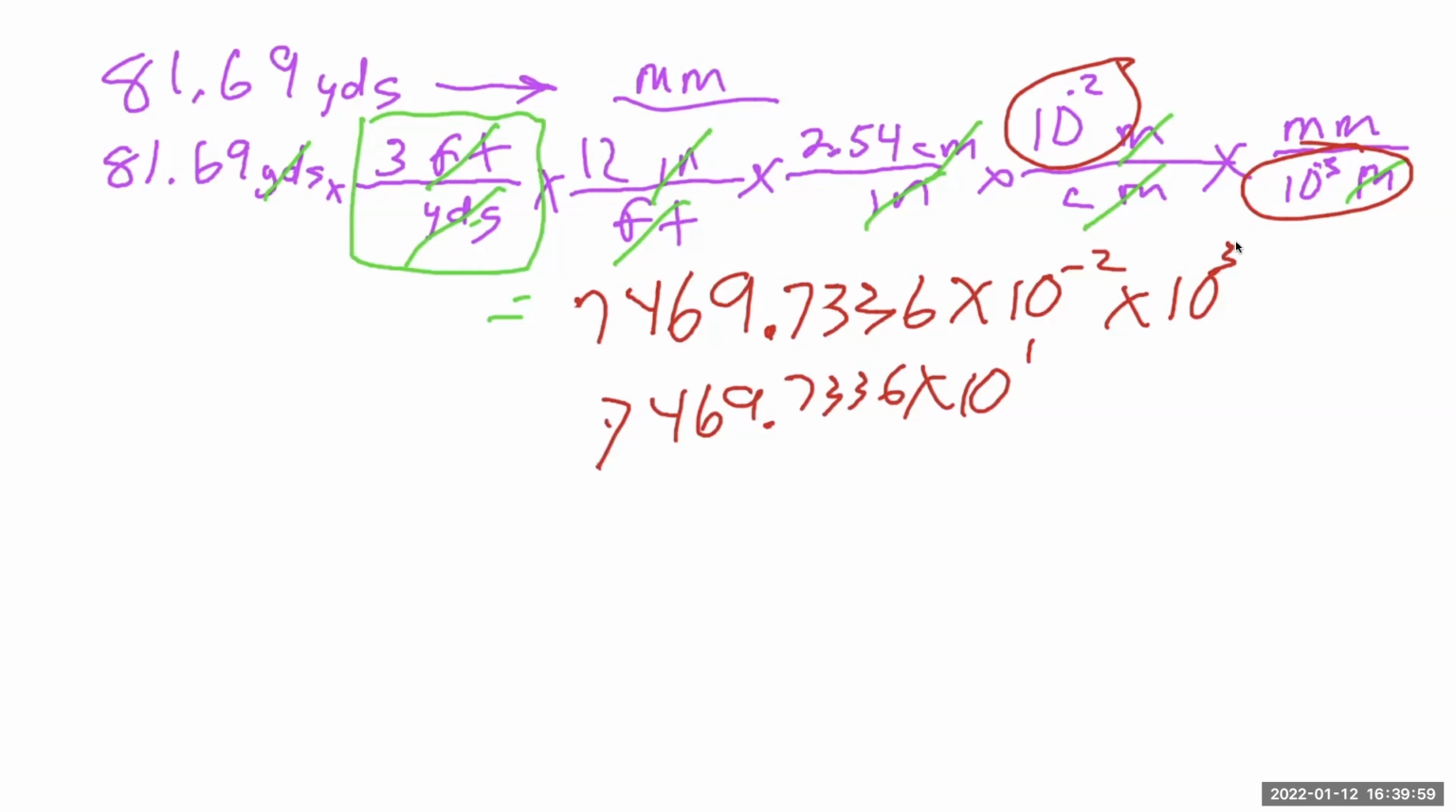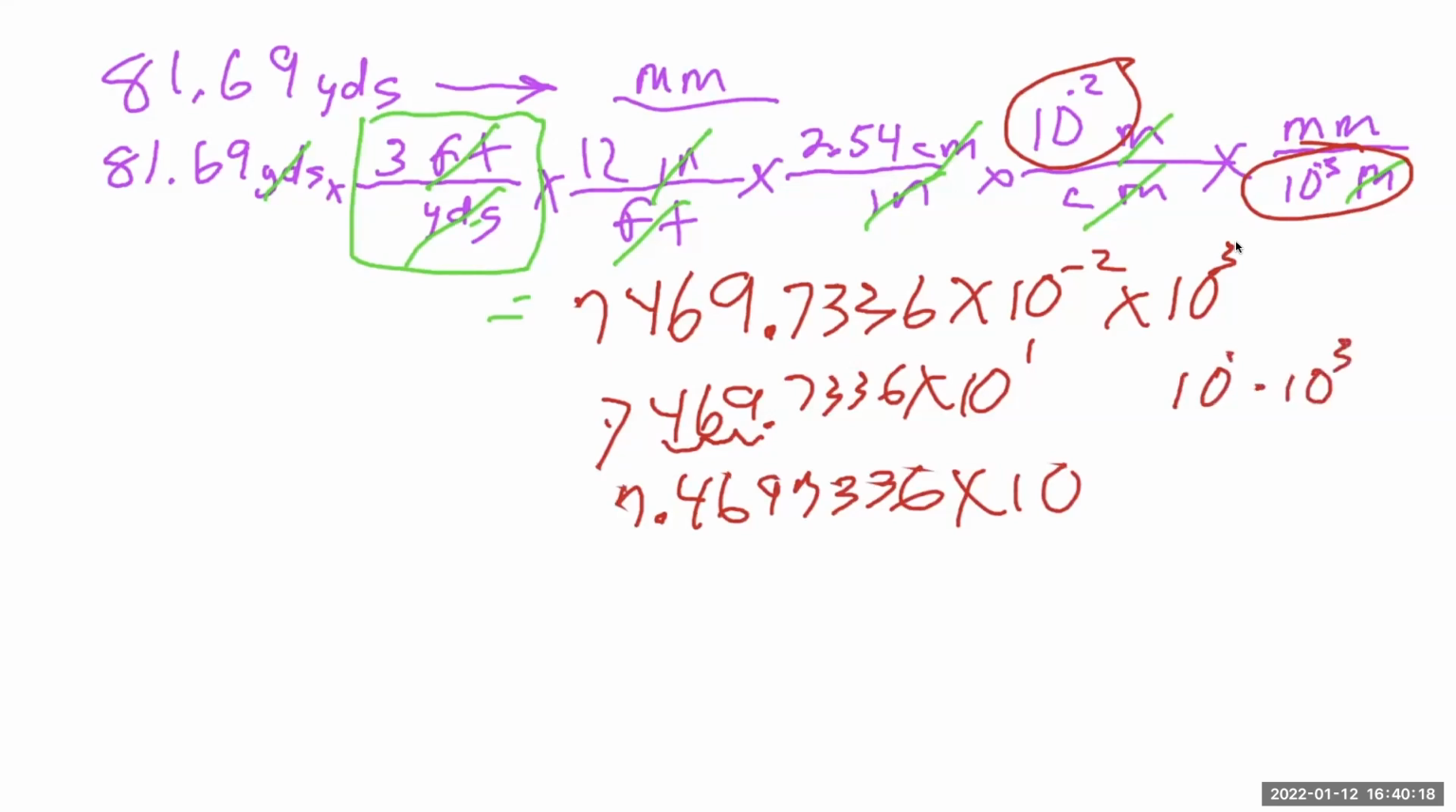So let's convert this into scientific notation. 7.4697336. And I move the decimal 1, 2, 3 places. So it's times 10. I had 10 to the 1 to start with. I moved 3 places. I made this number smaller, so I got to make the exponent bigger: 10 to the 3. Okay. 10 to the 1 and 10 to the 3. It's 10 to the 4 millimeters.